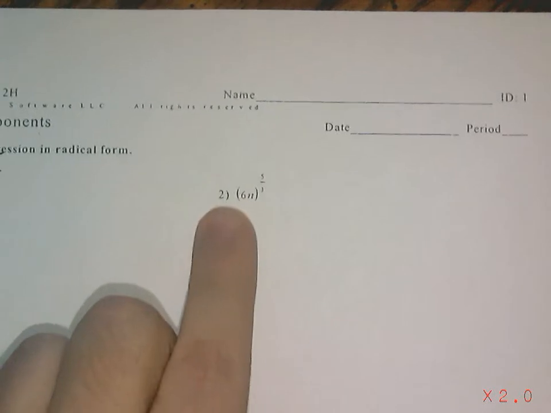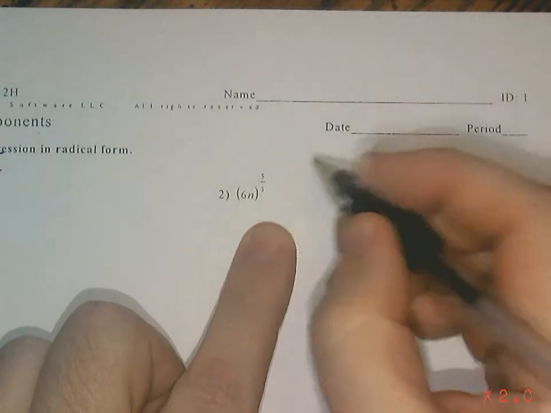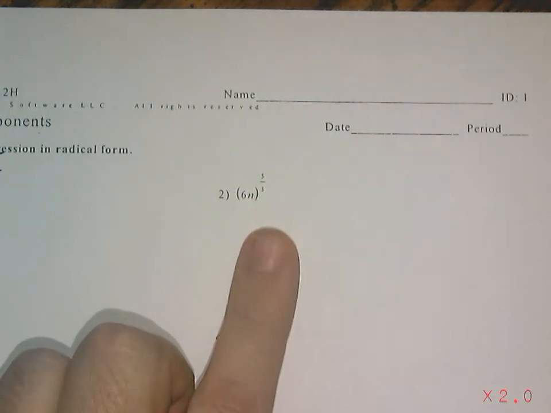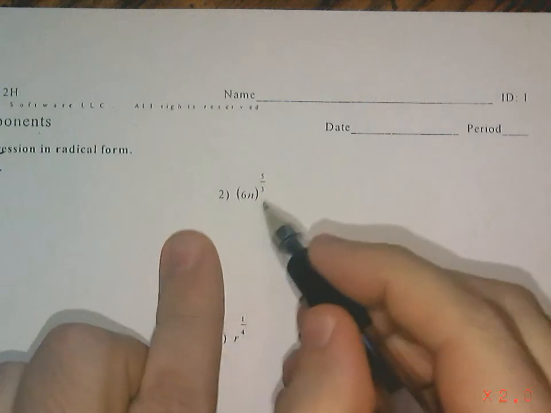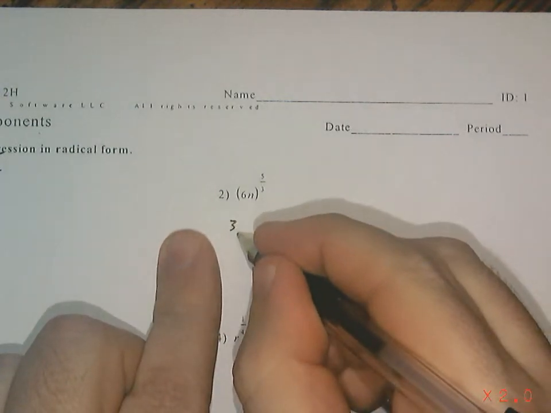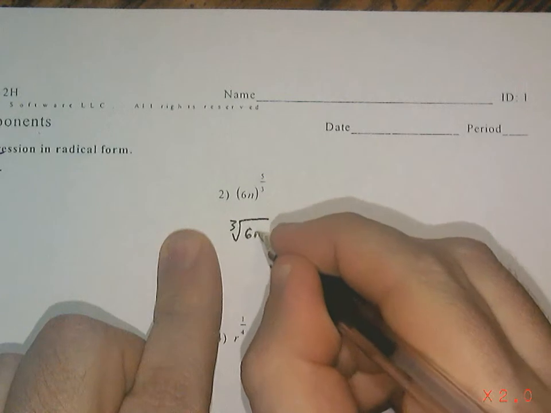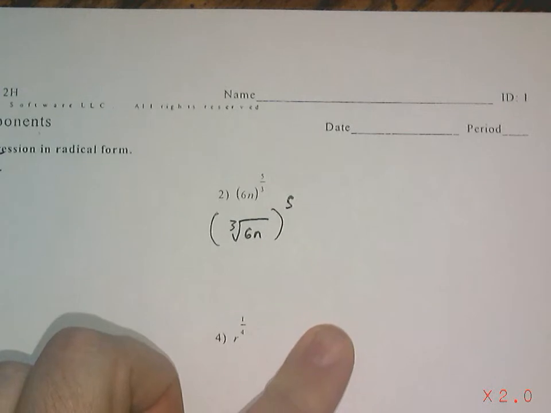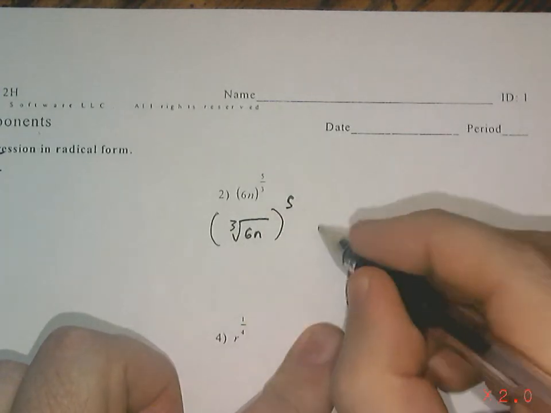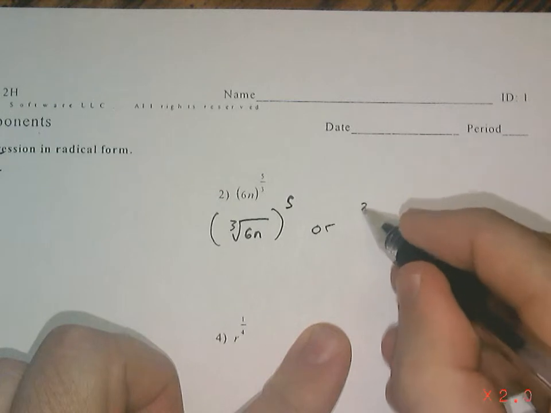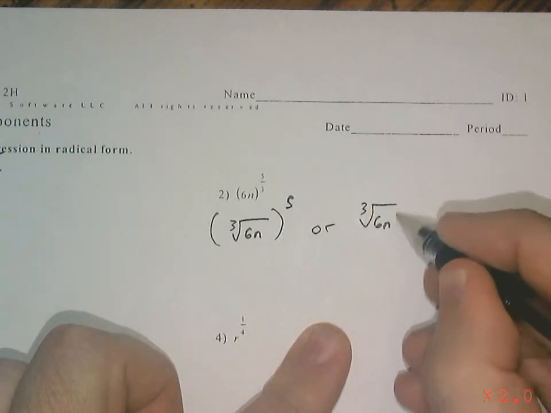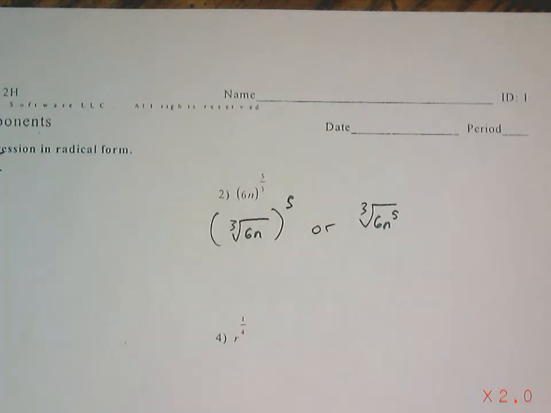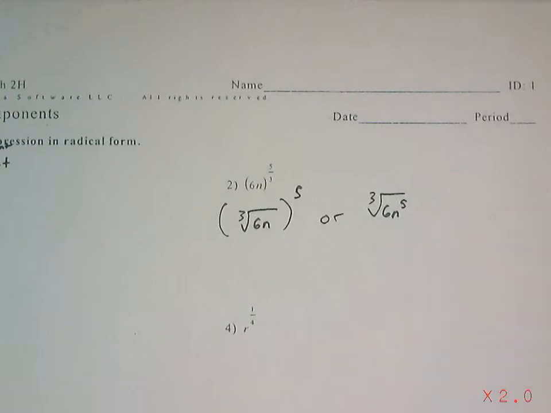Okay, what about this one? This one has 5 over 3. So again, 3 would be the root, 5 would be the exponent. So when I write this, it wants me to find the cube root of 6n, and that's all being raised to the 5th power. You could also write it like this. I like this form best, but another way that you could write it is the cube root of 6n to the 5th power. But I like that one best. That's what I'll probably have for all my answers, but this is also correct.